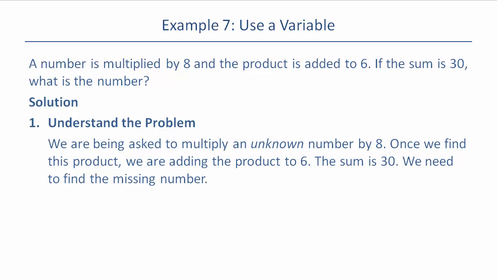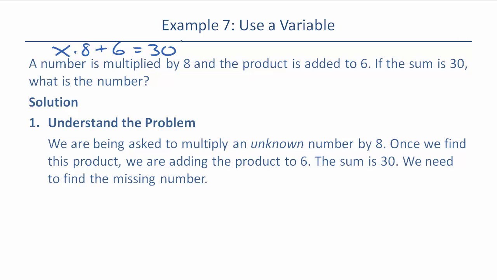Well, a number is multiplied by 8. We don't know what that number is. So whenever we see a number or something like that, we think x. X is multiplied by 8. So we multiply that by 8. And then the product is added to 6. We give 6 to that. And then it says if the sum is 30, so all of this stuff is 30.